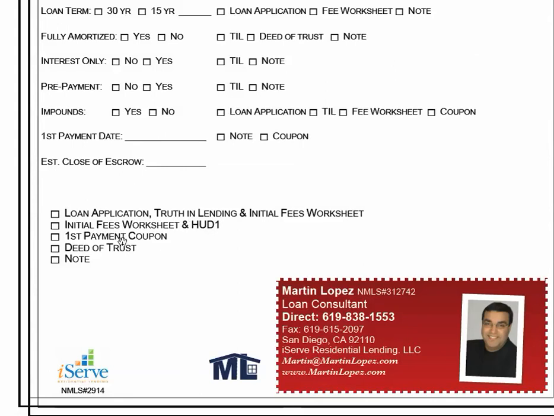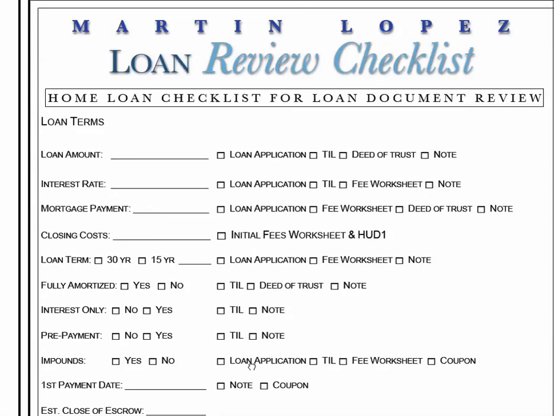The payment coupon, you're going to want your first payment coupon, of course, a deed of trust, and a note. So when you start the transaction, you're going to find the loan amount on the loan application and the truth in lending. At the end of the transaction, it'll be on the deed of trust and note. The interest rate will be found here. The mortgage payment will be found here. Closing costs will be found here.